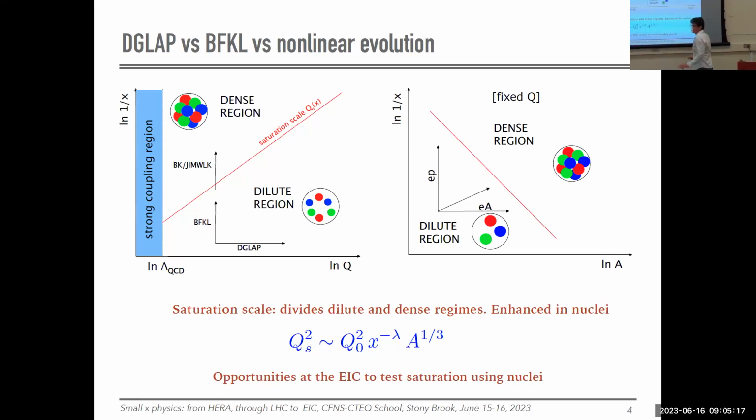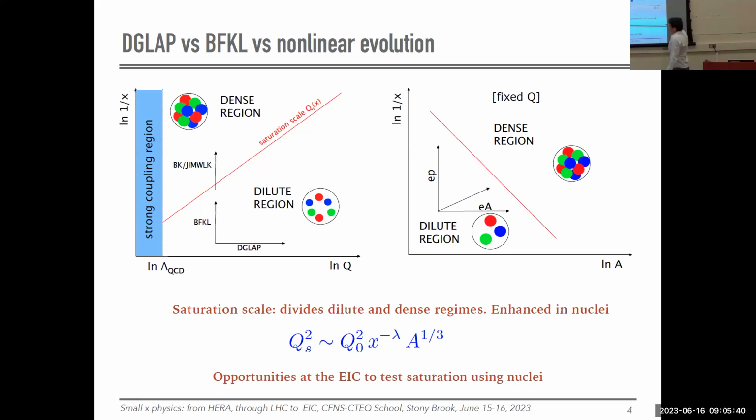And this power is from theory about 0.3, but it varies. Now, theory cannot really predict the normalization, so where this line is has to be fixed by an experiment.